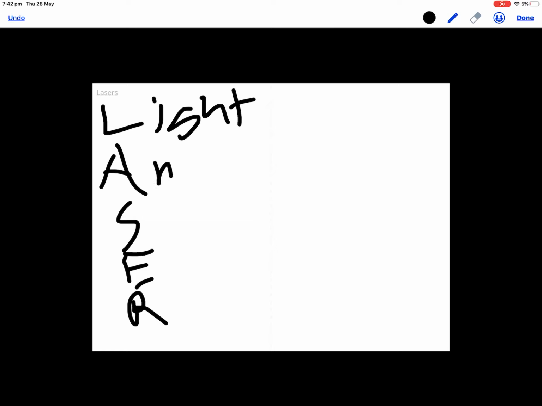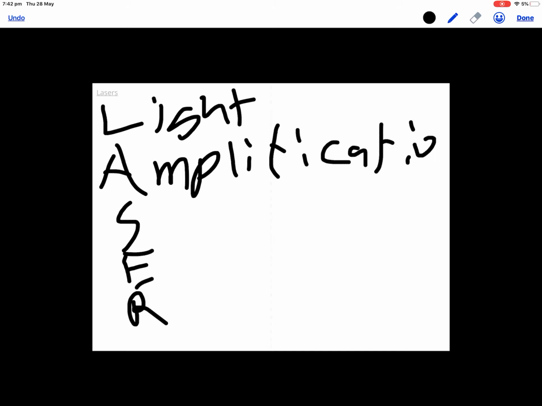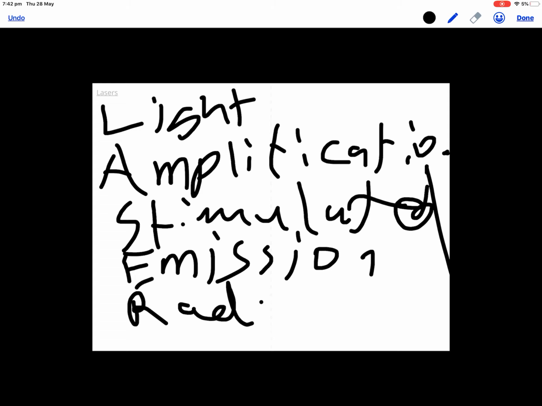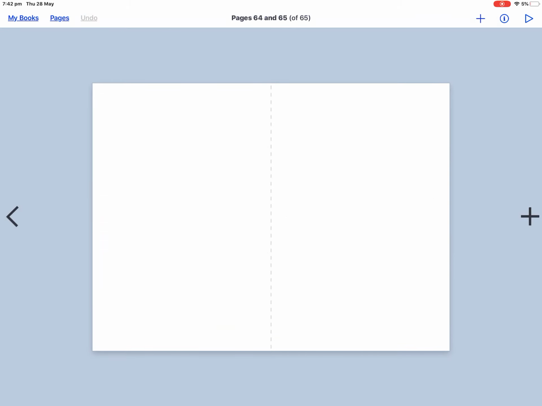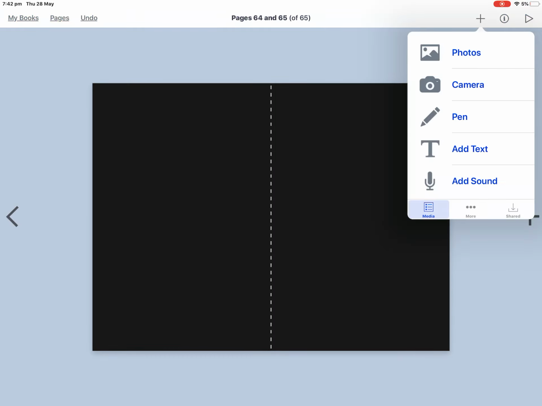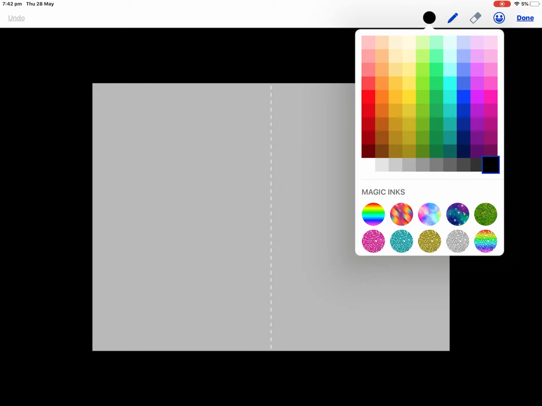Laser stands for light amplification by stimulated emission of radiation. Let's make the cover black so it's easier to explain.